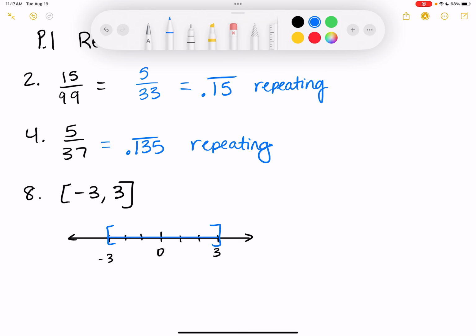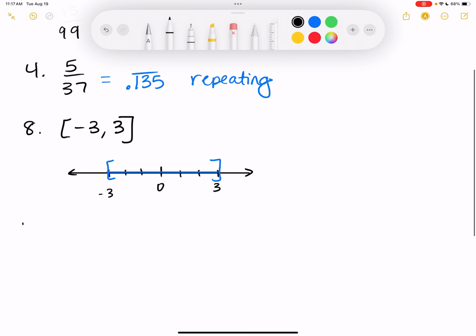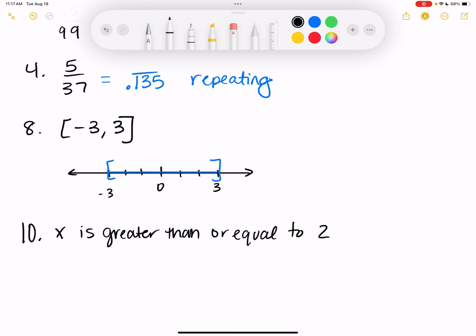Let's see, 10, they give us a verbal statement. So we're going to have to rewrite it in terms of either an inequality or an interval, depending on how they word it. And then we'll have to draw our number line. So x is greater than or equal to 2 and less than or equal to 6.